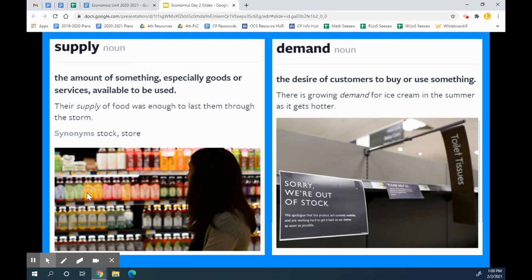When the demand is low, a business is probably going to decide to stop making that product, or they're going to have to put it on sale to get the product to get sold.